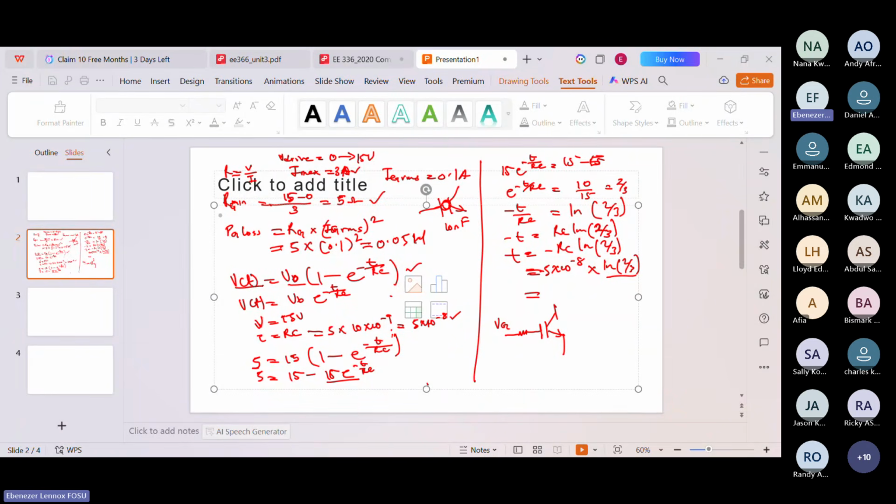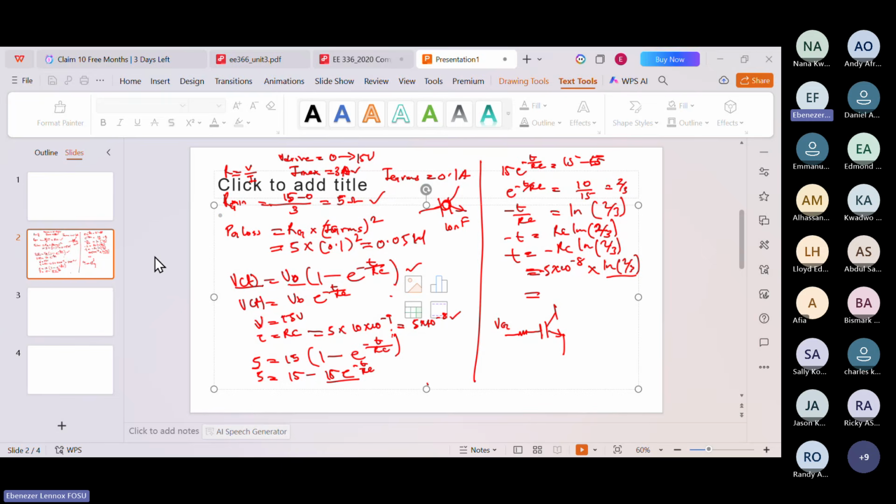The first one is the charging voltage of a capacitor. And the one below here is the discharging voltage, right? So since we are looking at the charging, we will pick the first one.